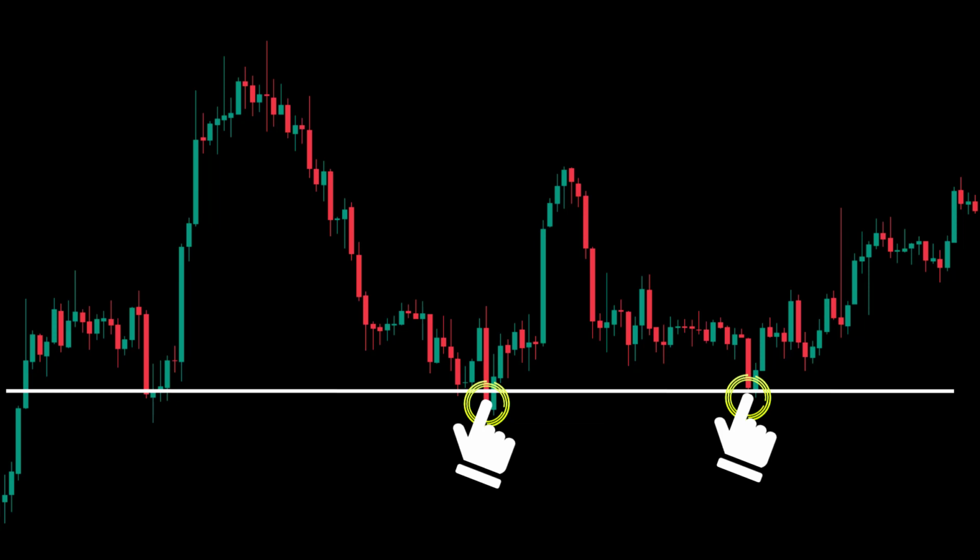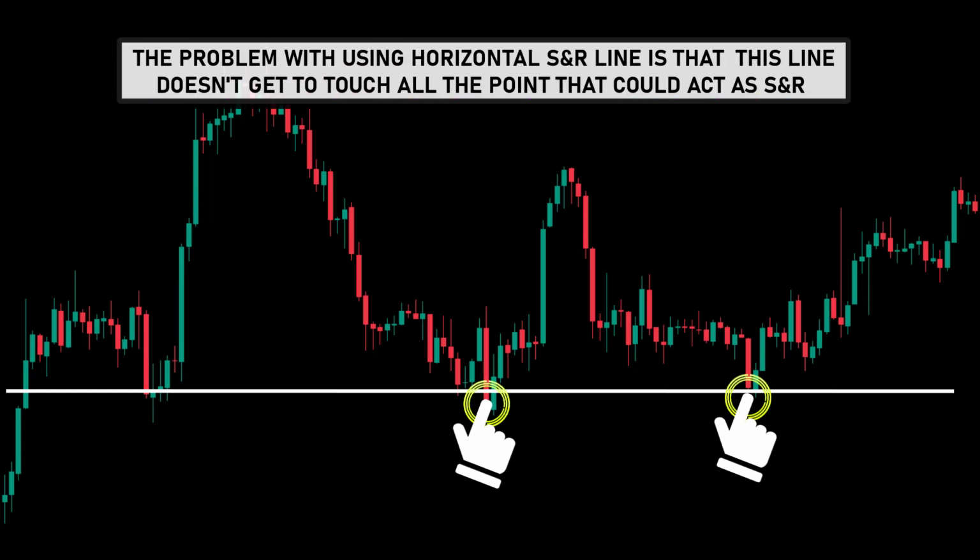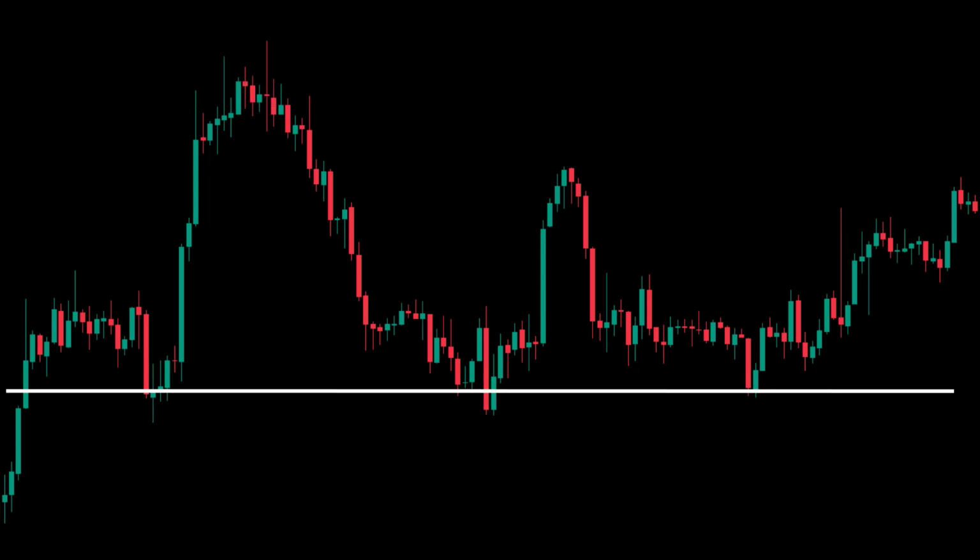Once the price approaches this horizontal line again, there is a high chance that the price will retrace from that line. Now the problem with using horizontal lines is that this line doesn't get to touch all the points that could act as support and resistance, so we try using areas.